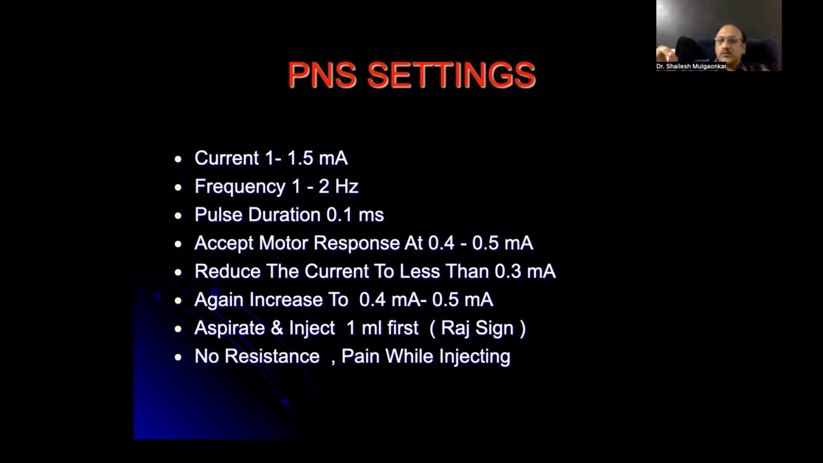Always, as soon as you inject 1 ml, the motor response should stop. It is called the Raj sign. Previously, they used to think that when you inject the local anesthetic drug, the nerve gets pushed away, and that's why the motor response stops. But it is proven that when you're injecting local anesthetic, or even normal saline instead of local anesthetic, the motor response stops because these are electrically conductive solutions. So the current which you're using gets diluted. But if you're using 5% dextrose or distilled water and injecting the same volume, the motor response keeps on going.